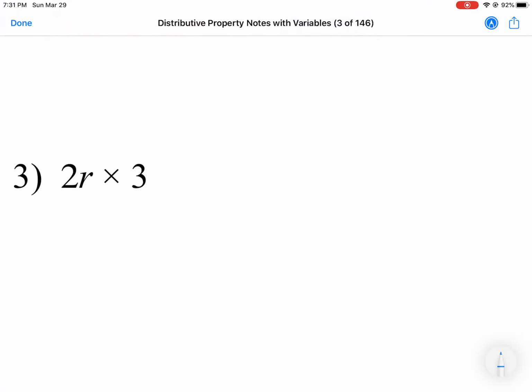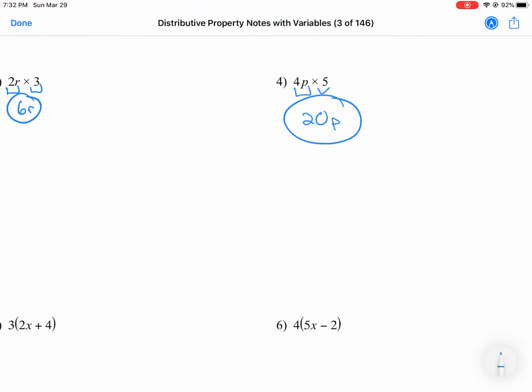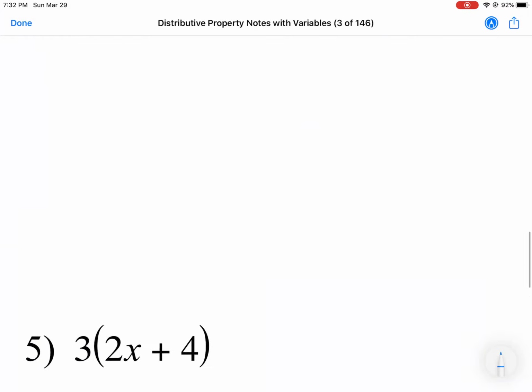Alrighty, now just a quick review of multiplying variables. 2r times 3. First thing, forget about the variables. 2 times 3 is 6. So make sure you bring down the r now. 6r. That's it. And then same thing with number 4. 4 times 5 is 20. Don't forget your p, so 20p. So nothing changes with multiplication and variables, as we're going to see right now in these 2 problems I'm about to show you. So just like I did up here, 2r times 3 is 6r. The variable stays there. Nothing crazy.